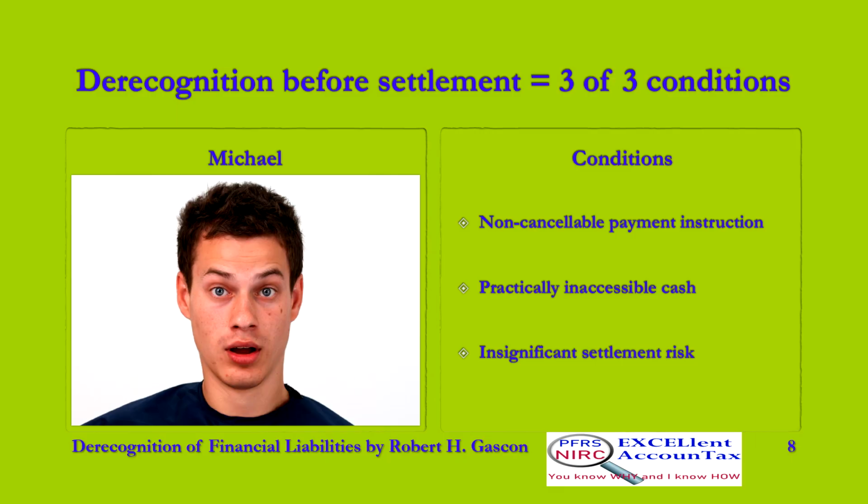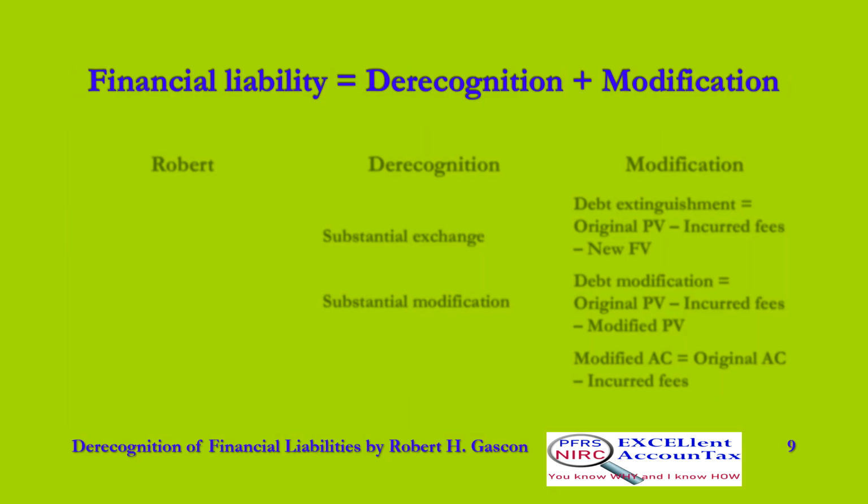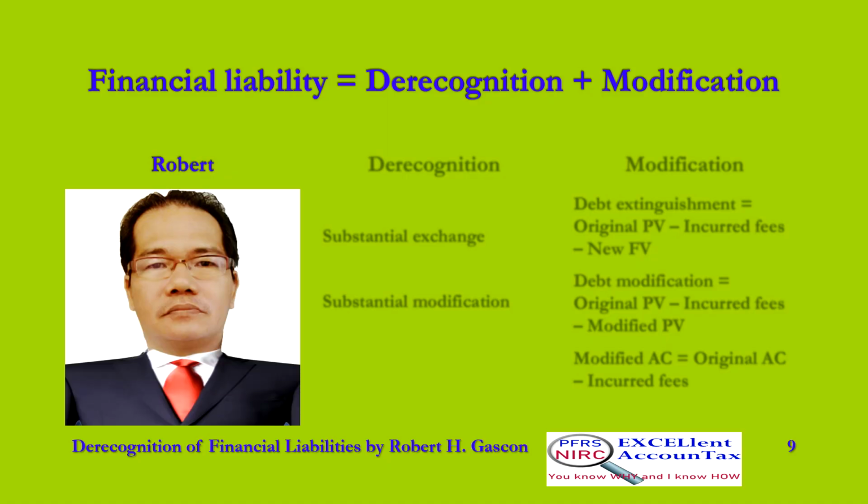Having determined when and how a financial liability is derecognized, we now review what we recently studied. You listen to me. A financial liability, or part thereof, is derecognized if it is extinguished, including when a new financial liability is recognized, by any of these means. By exchange of financial liabilities, with substantially different terms. Or by substantial modification of the terms, of the existing financial liability.